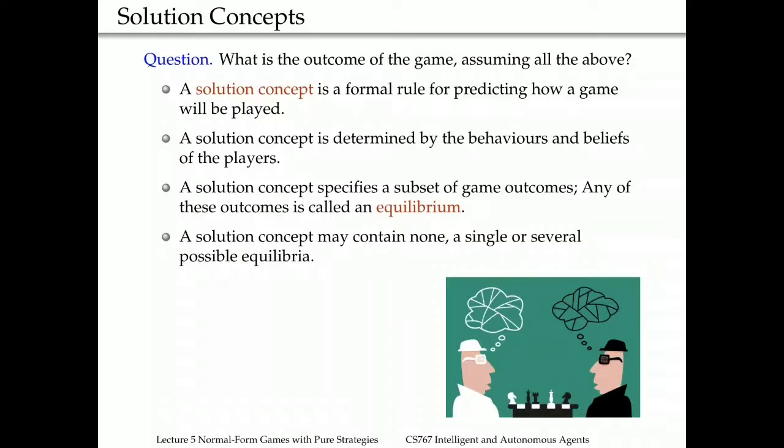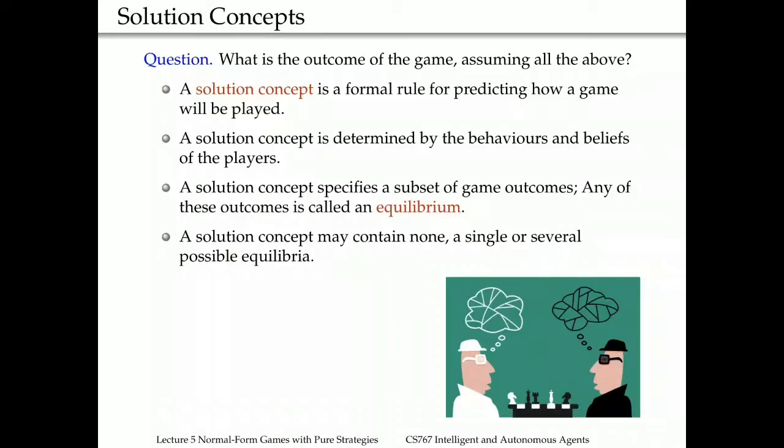So what is a solution concept? It's a formal rule that governs how we predict the outcome of a game. A solution concept is determined by the behavior and beliefs of the players. A solution concept specifies a set of game outcomes. Any of these outcomes is called an equilibrium. A solution concept may contain none, a single, or several possible equilibria.